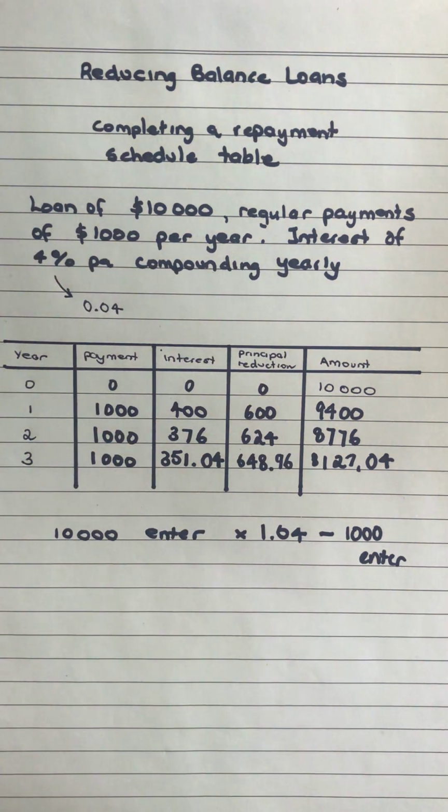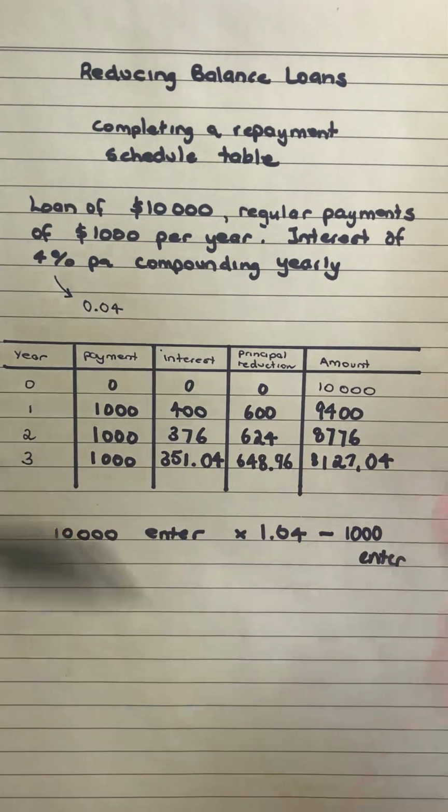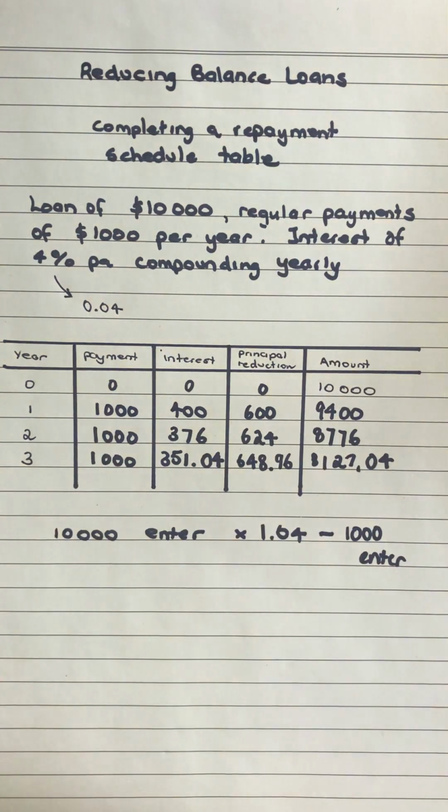So when we get into the next exercise, we'll look at using a formula to do this. So far we've done the recurrence relation version and the table version. Hope that was helpful for your reducing balance loans.